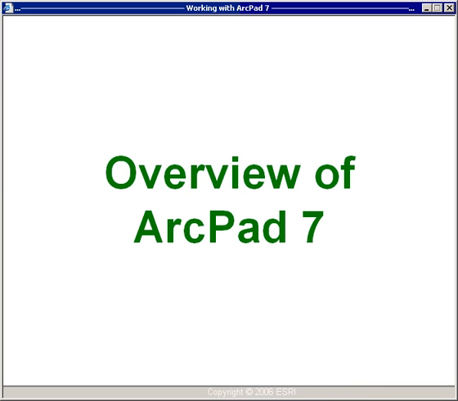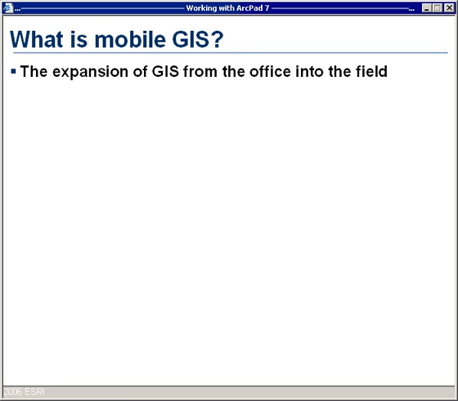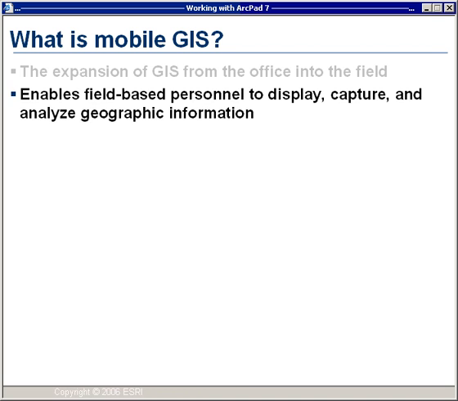So let's get started with our first topic, the overview of ArcPad 7. Before we start talking about the specifics of ArcPad, we need to understand the bigger picture first. What is mobile GIS? Mobile GIS, or field GIS, is taking your GIS data from the office into the field using mobile devices. It enables mobile workers to display, capture, and analyze geographic information in the field.